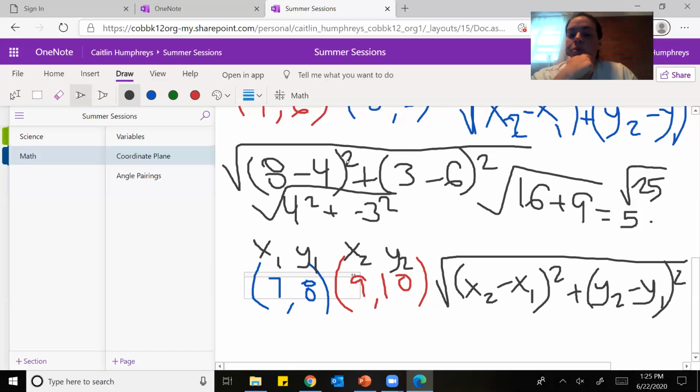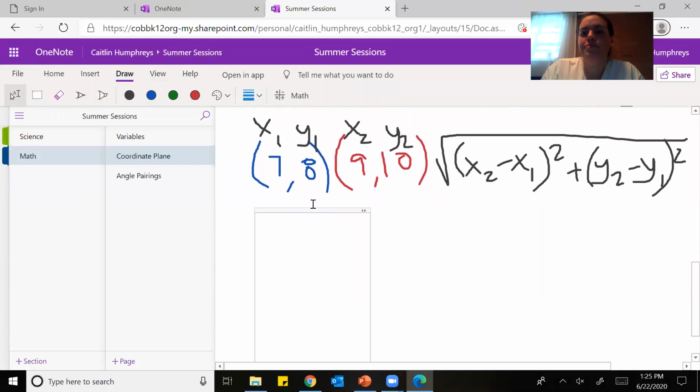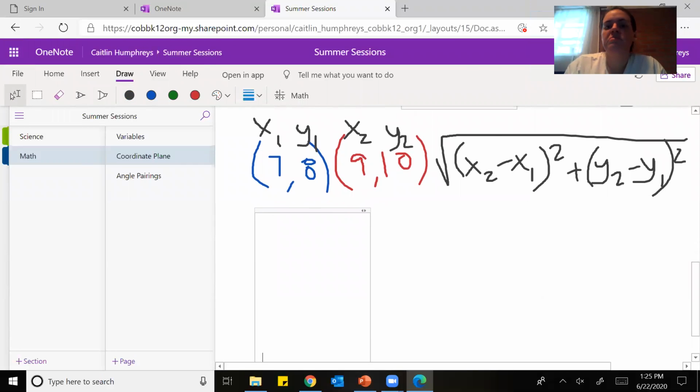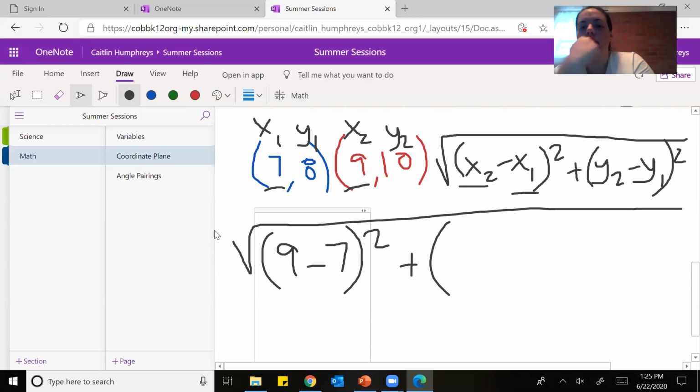All right. Once we have it, we're literally just plug and chug. We love a plug and chug. So let's come down here, clear the rest of that mess off. All right, let's draw. Square root, x sub 2, 9, minus x sub 1, 7. Drop my squared. Bring my plus, y sub 2, 10, minus y sub 1 is 8.